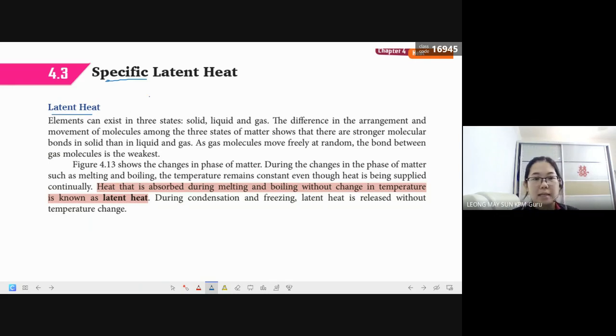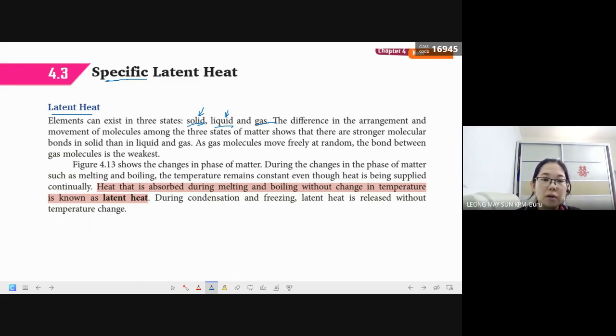So elements exist in three states. We have the solid, the liquid, and the gas state. The difference in the arrangement is that solid is more closely packed. It vibrates at its own position. Liquid is slightly more loose. It's still packed, but it's much more loose. And then gas is randomly moving all over the place. The bonds between the gas molecules are very, very weak.